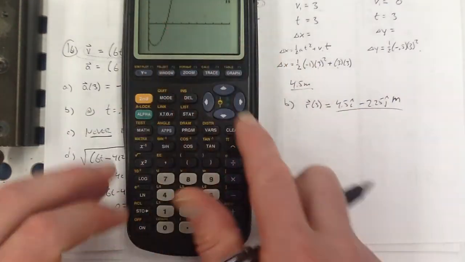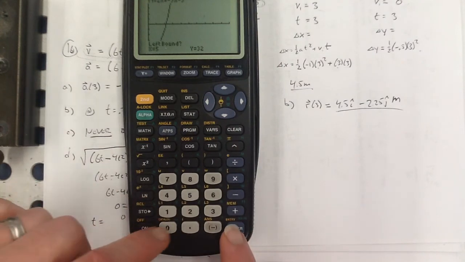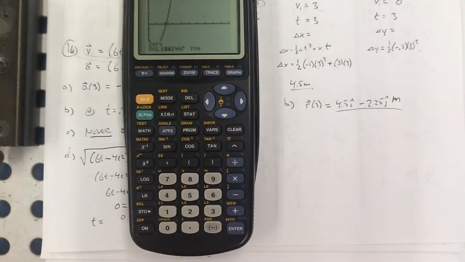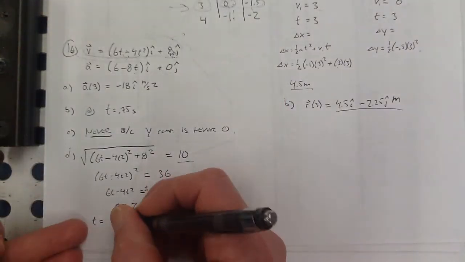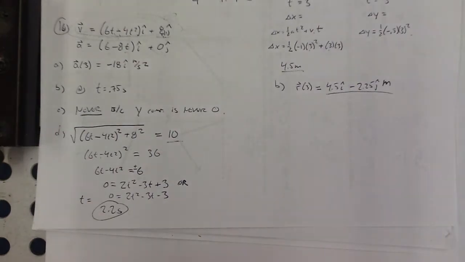Looks like it crosses between 2 and 3, so I'm going to find the zero. I hate the cursor game. I'm just going to type in, I know it's between 2 and 3, 2.2. All right.